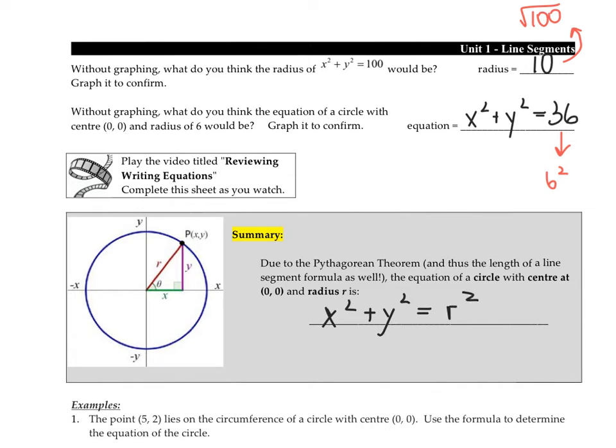Now we can verify that using the Pythagorean theorem. If I have my center right here, and I extend a line to any point on my circle, and create a right triangle from that, so that I have an x value here and a y value here, and my radius as my hypotenuse, I now have this right triangle, and I can apply the Pythagorean theorem. x squared plus y squared equals r squared.